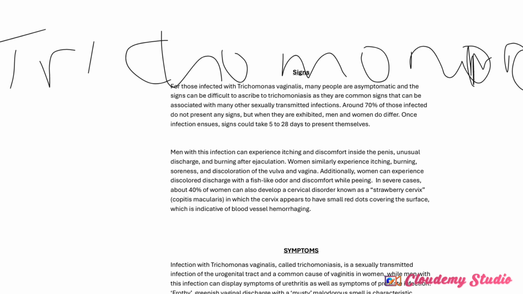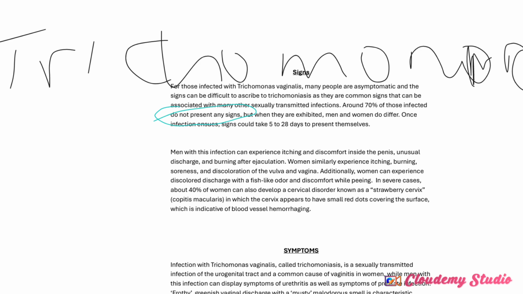Now, for those infected with Trichomonas vaginalis, many people are asymptomatic, which means they don't really know. Signs can be difficult to ascribe to trichomoniasis, as they are common signs associated with many sexually transmitted infections. Around 70% of those infected do not present any signs. But when they are exhibited, men and women do differ. Once infection ensues, signs could take 5 to 28 days to present themselves.